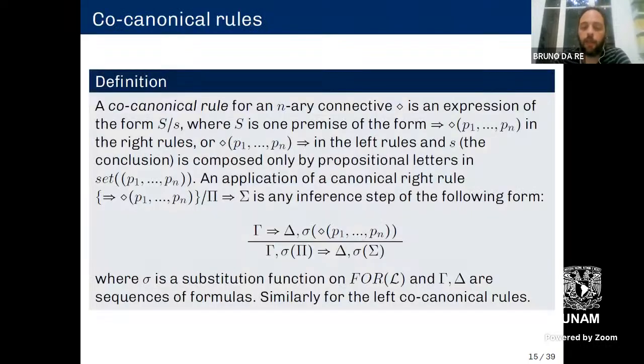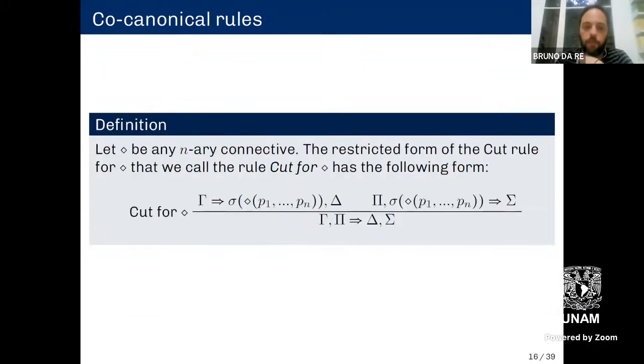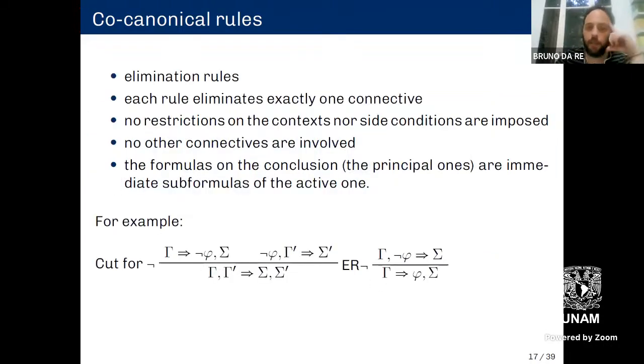Co-canonical rules are just like canonical rules, but the inverse of those. That's the idea. So they are like elimination rules. I will not show these definitions, but basically the idea of these co-canonical rules is that they are elimination rules. Each rule eliminates exactly one connective. No restrictions on the context, no side conditions are imposed, no other conditions are involved, and the formulas in the conclusion are subformulas of the formula being eliminated.